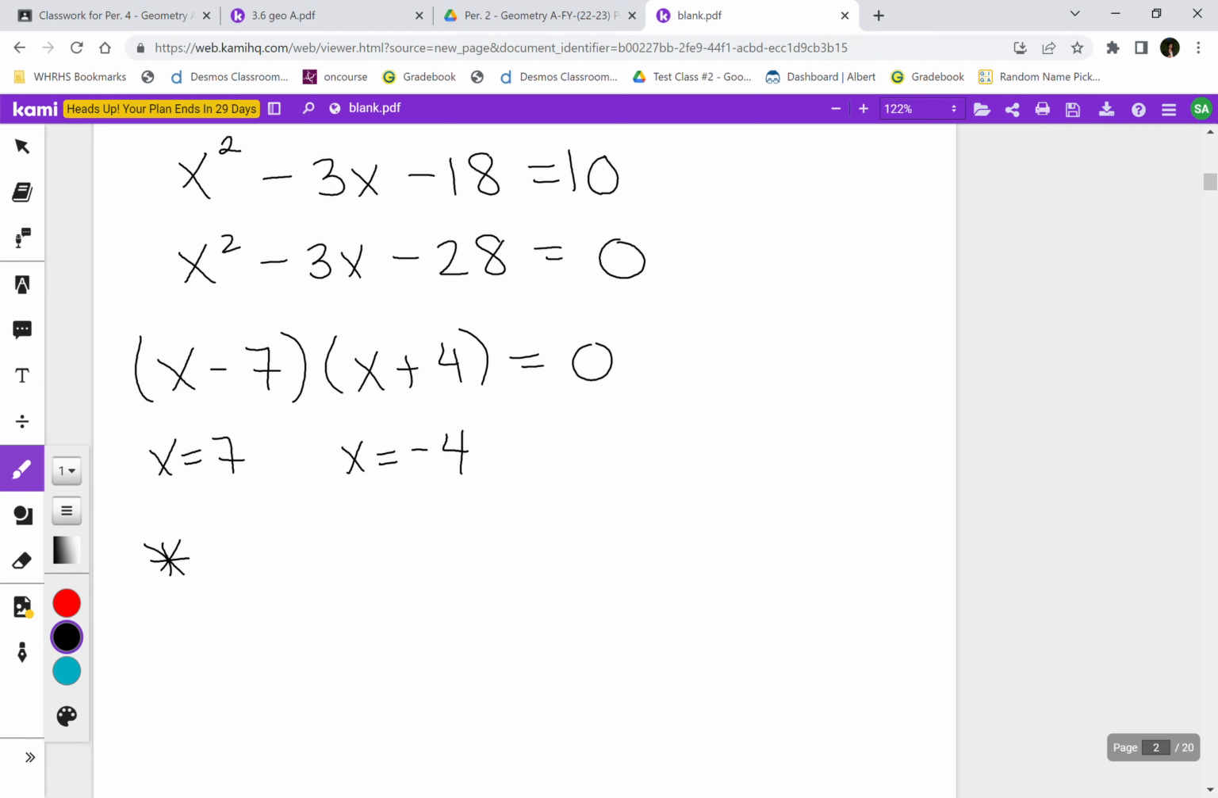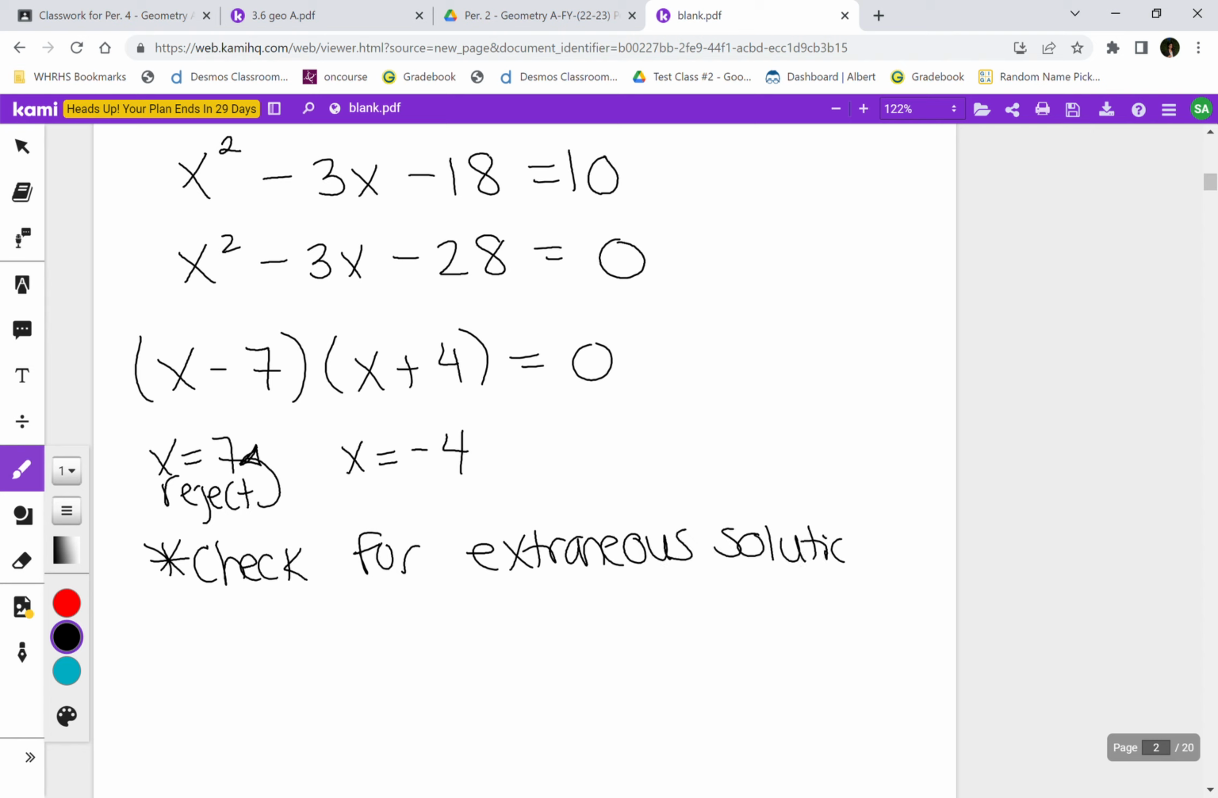So here I'm going to reject the 7. My star is: check for extraneous solutions. So the x equals 7 gets rejected, so our only solution here is x equals negative 4, because that doesn't create any denominators of 0.